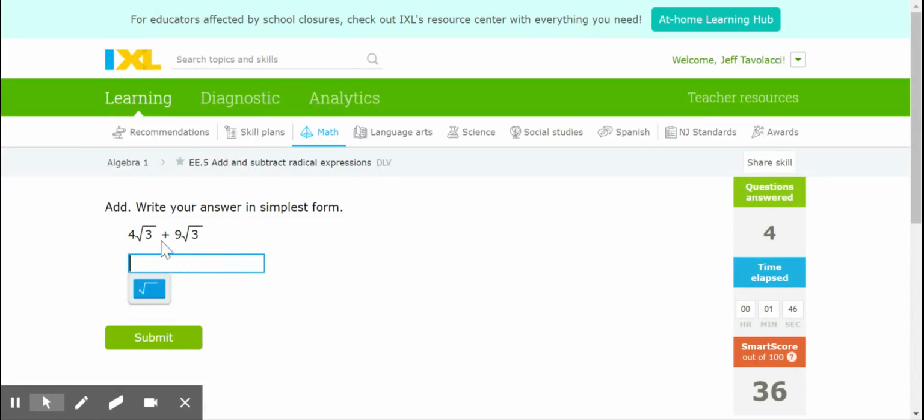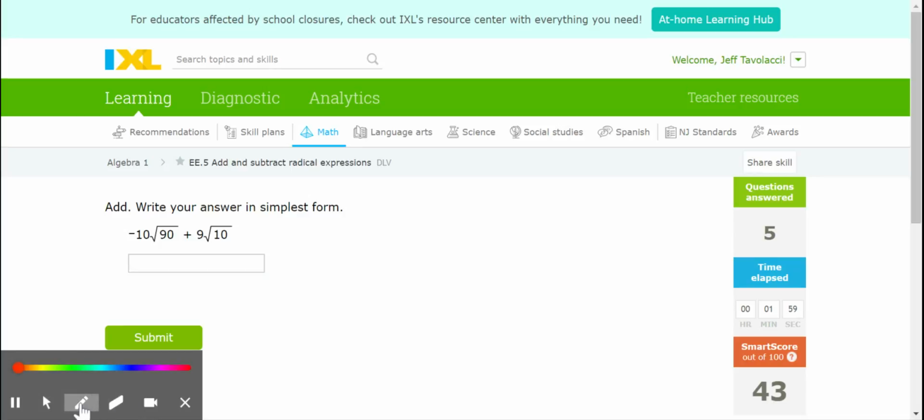Okay, still we're adding 4 square root 3 plus 9 square root 3 is going to be 13 square root 3. And we've got our first one where we have to make an adjustment. Okay, so not until our score was in the 40s do we have to make any type of an adjustment.